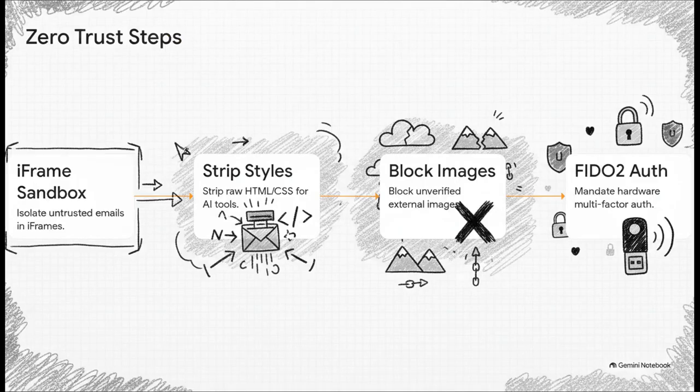To actually harden this infrastructure against script-free threats, enterprises have to enforce a zero-trust architecture. Step 1, strictly isolate those untrusted emails in sandboxed iframes. Step 2, aggressively strip raw HTML and CSS before passing anything to AI models. Step 3, block unverified external image loading unless the user explicitly approves it. And Step 4, you have to mandate hardware multi-factor authentication, like physical FIDO2 keys, to neutralize those real-time logging attacks.